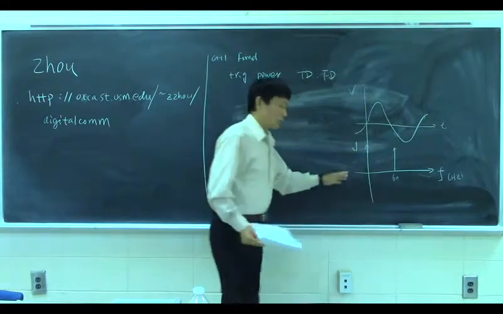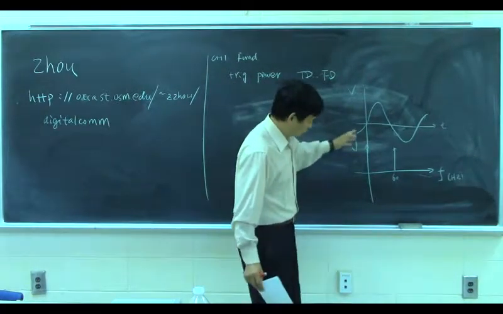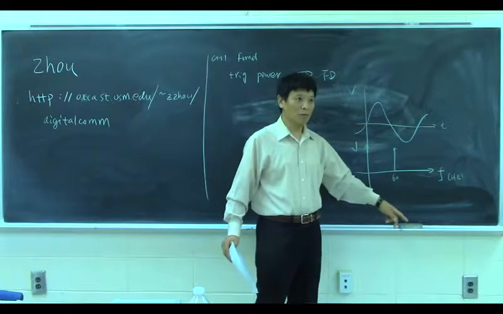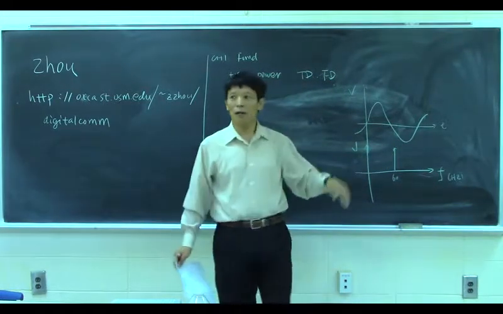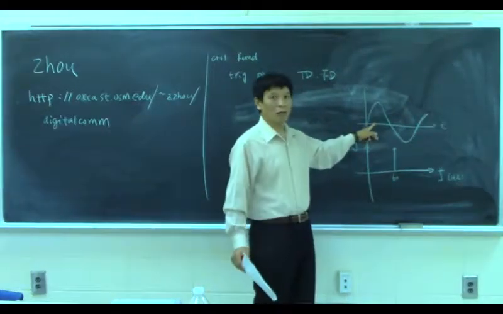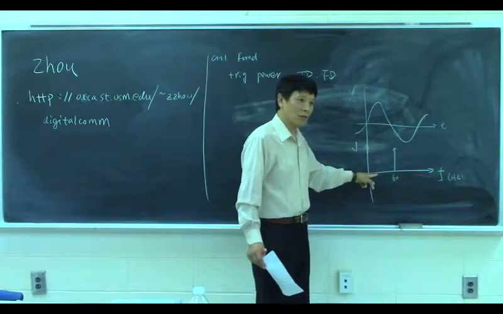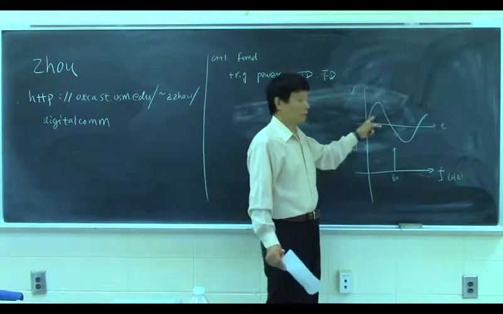These two representations are to represent the same signal, so they must have some relationship between them. Right? They are related by the Fourier transform. If you are given this signal, we can use the Fourier transform to get this signal. If you are given this signal, then we can use the inverse Fourier transform to get this signal.